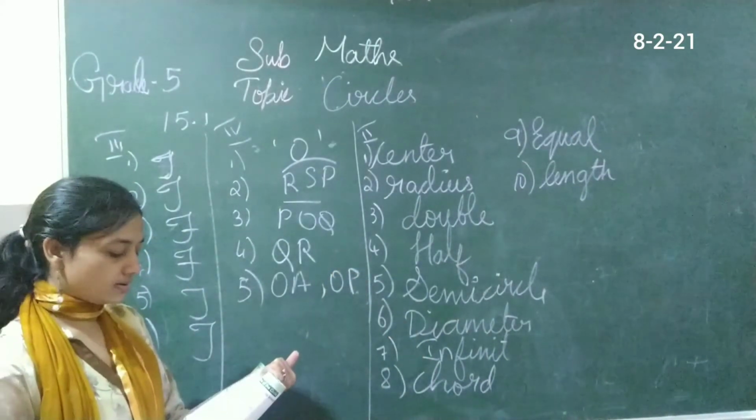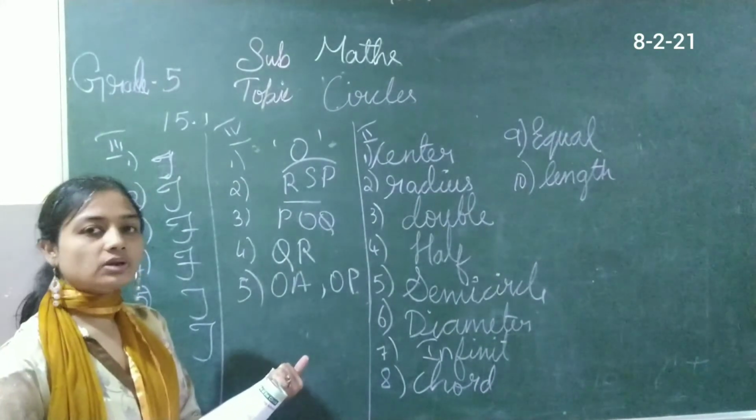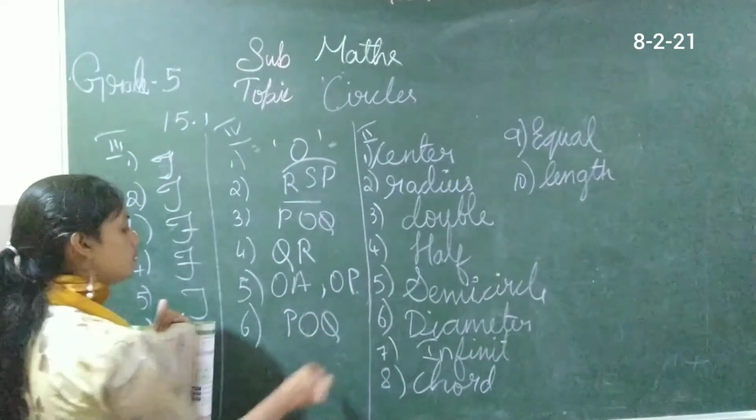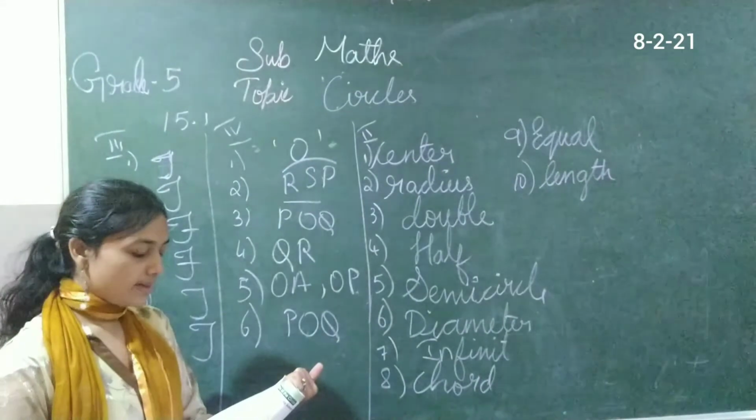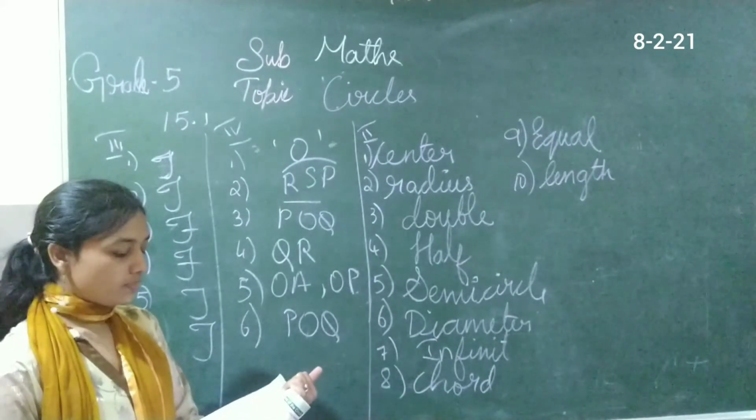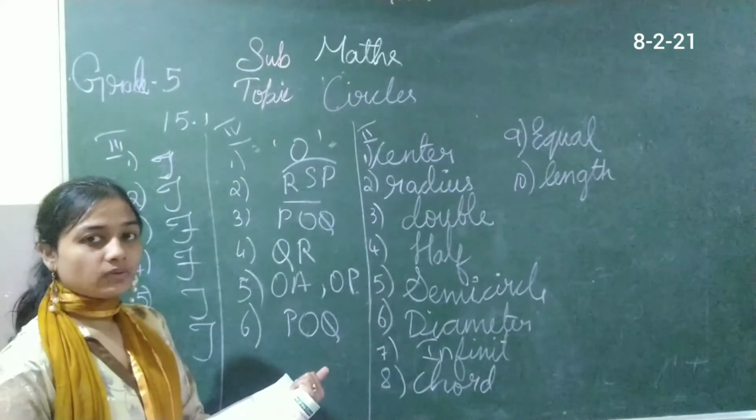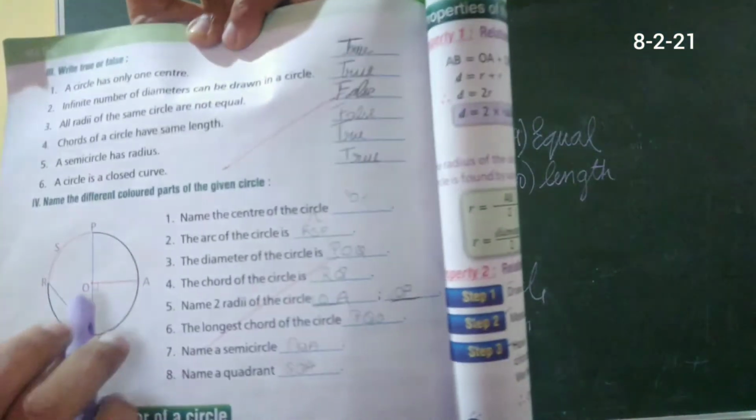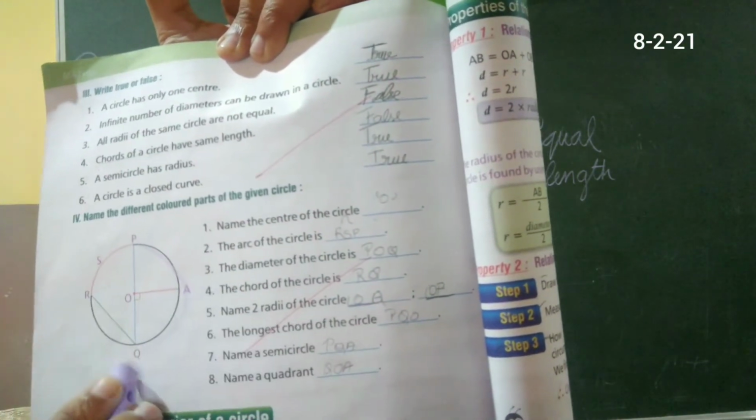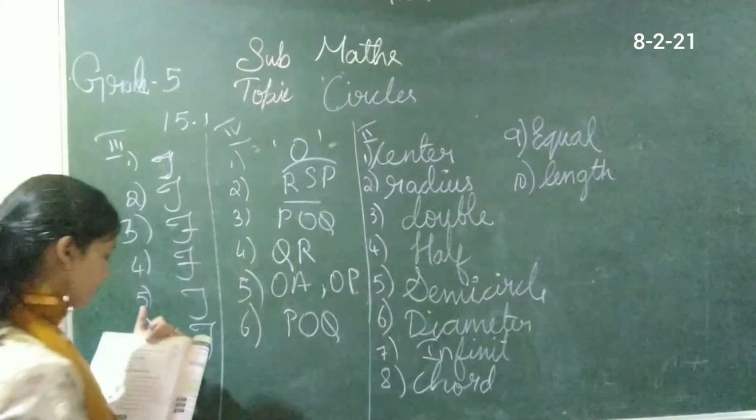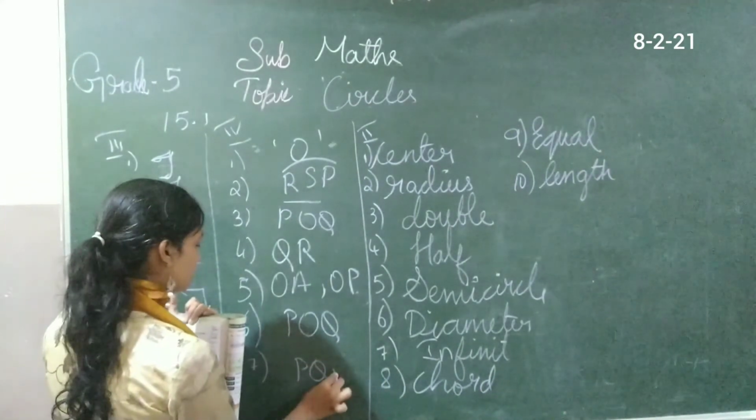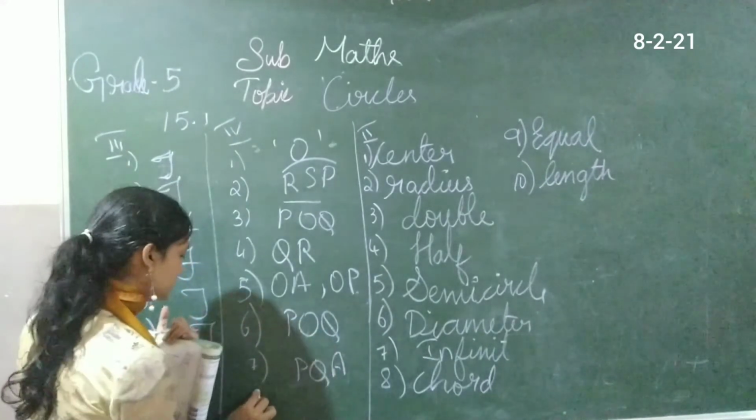The longest chord of the circle. Now you can see the longest chord. What is the longest chord here? The same diameter. So what is the diameter? POQ. Seventh one, name a semicircle. They have asked you to name the half of a circle. You can name any half here, but I am going to take this particular half, because naming is easy for it. So PAQ is the semicircle here. Seventh one, PAQ or PQA. Anyhow you can write it.